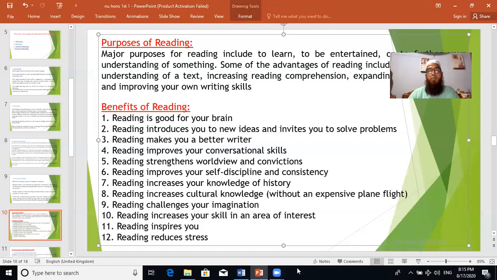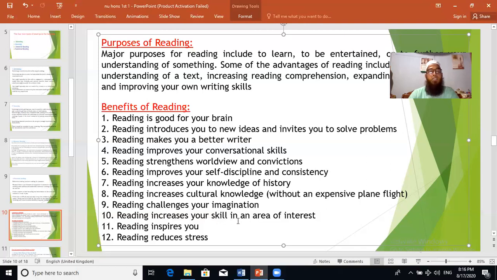You need to make a plane flight, I mean journey from Bangladesh to USA or Australia, because by reading, without visiting them physically, you can gain knowledge about their culture also. Reading their literature, reading their books. Reading challenges your imagination. So reading challenges your imagination. That means actually reading expands your imagination, your imagination power.